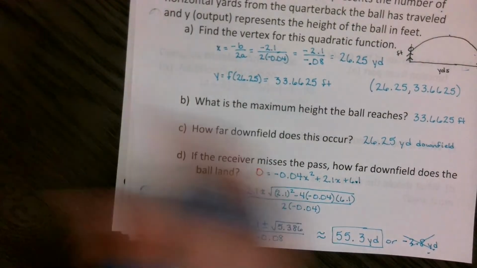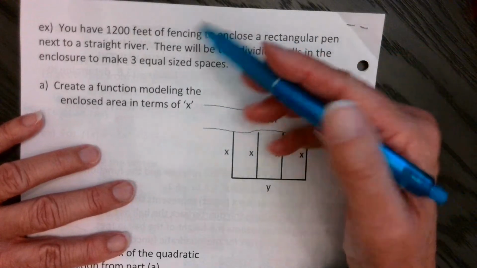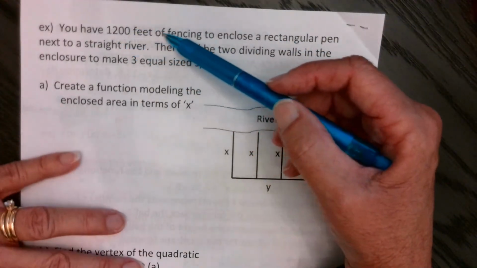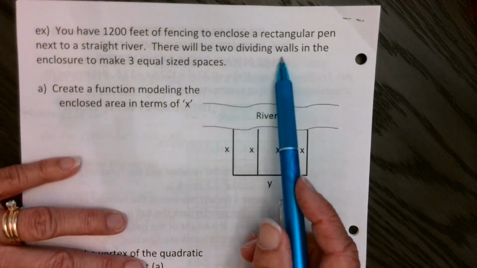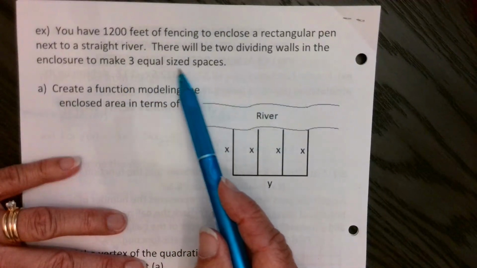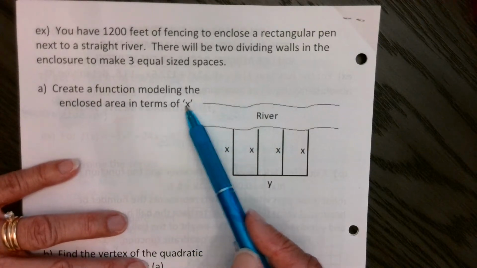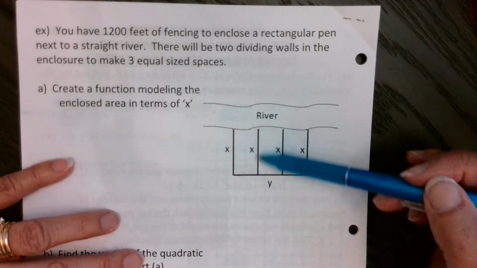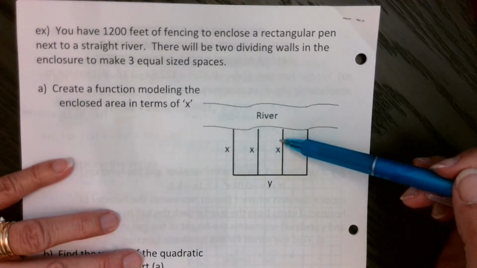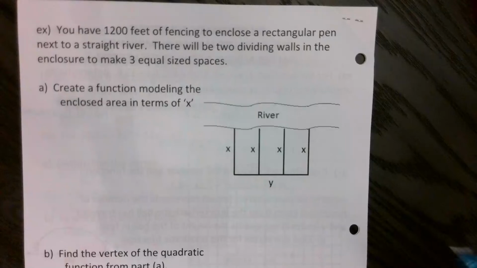Okay, one last word problem. You have 1,200 feet of fencing to enclose a rectangular pen next to a straight river. There will be 2 dividing walls in the enclosure to make equal sized spaces. Create a function modeling the enclosed area in terms of x. Okay, so we have 1,200 feet to put fence along all of these dark lines here. This river, apparently whatever we're going to enclose, if it's animals, hopefully they don't swim.